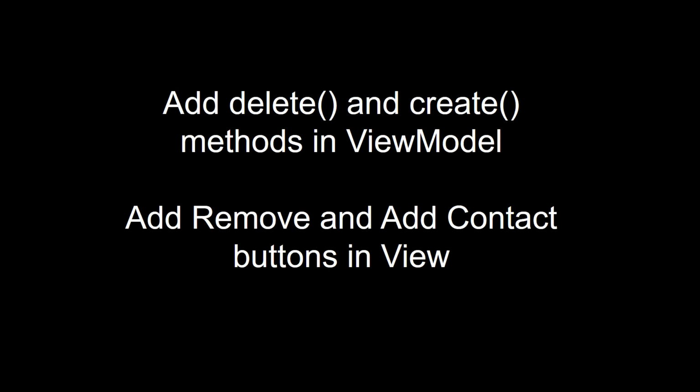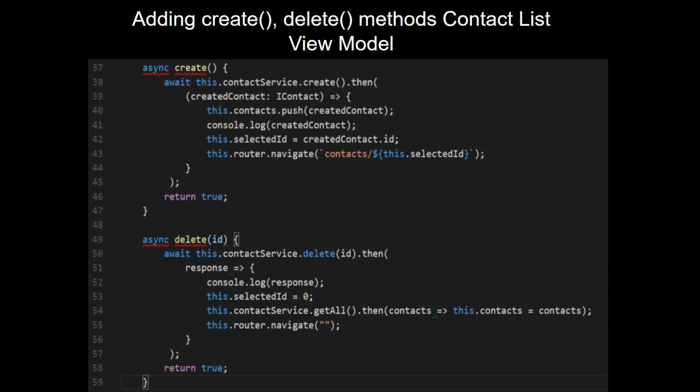Okay, now let us start adding the methods that are required for delete and create functionalities in the view model. And then we'll add the user interface as well, remove and add contact buttons in the view. Okay, here's a simple create method and a delete method. Like I said in the last part, we're only going to be using a simple service that is going to be an in-memory contact service.